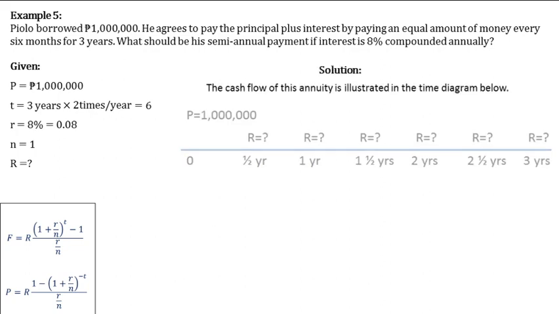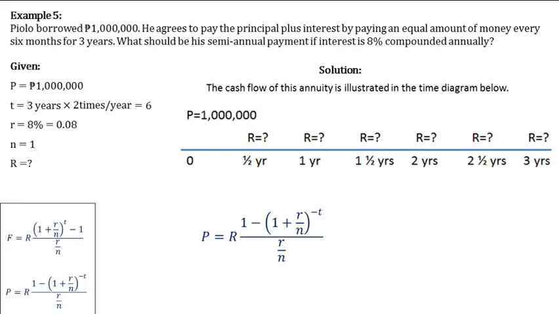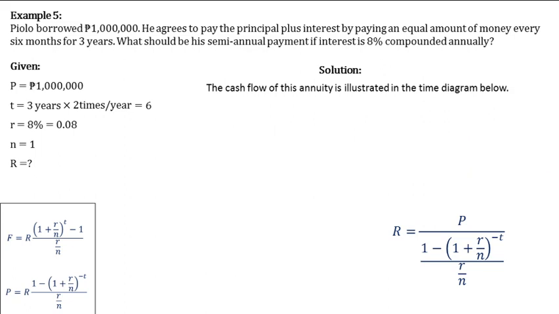So, solution, this is what his payments will look like. In the first half year, we do not know, next year, next again, after 6 months, after 6 months, after 6 months, after 6 months. So, since we know the formula of present value, we can derive the formula here of the periodic payment. So, R is equal to P all over 1 minus 1 plus R over N raised to negative T, all over R over N. So, let us solve.